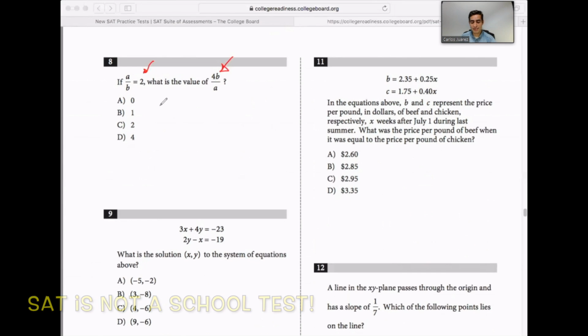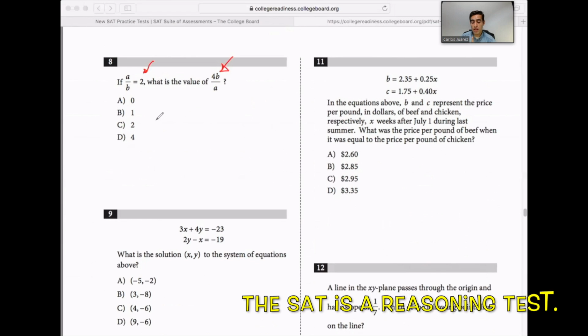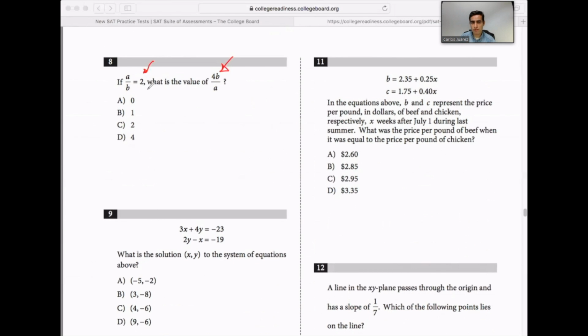This is not a school test. But something that we know is that if they're giving us a piece of information, it's because it's relevant. In fact, I have found that the SAT doesn't really give you information that is unnecessary. Every single piece is there for a reason. So what we want to do is remember that if a over b is a fraction, why not just write 2 as a fraction? 2 over 1 is still a fraction.